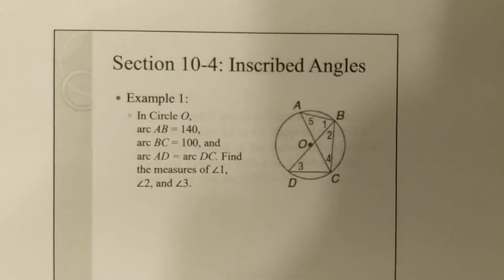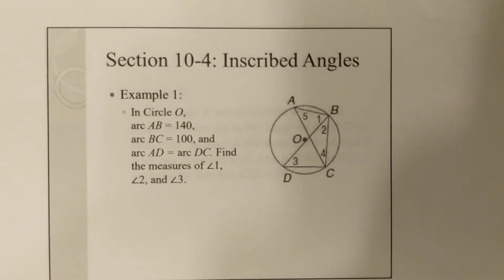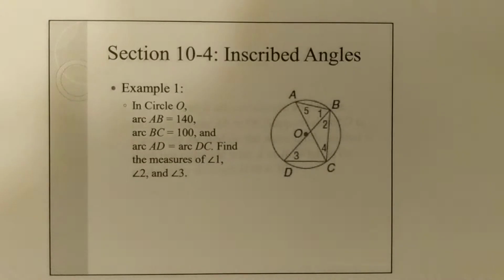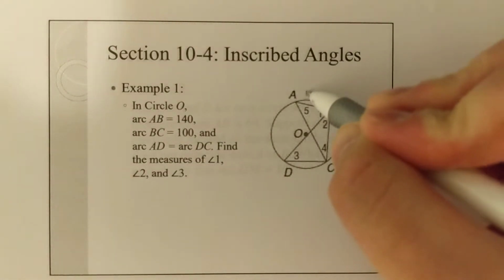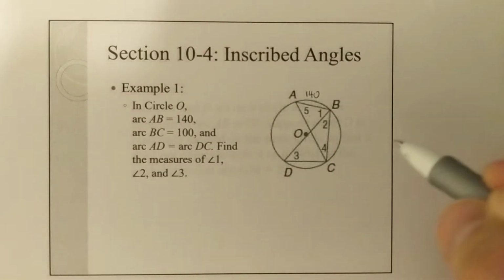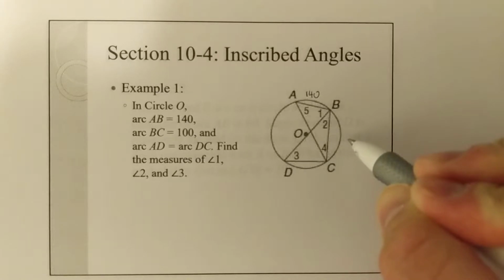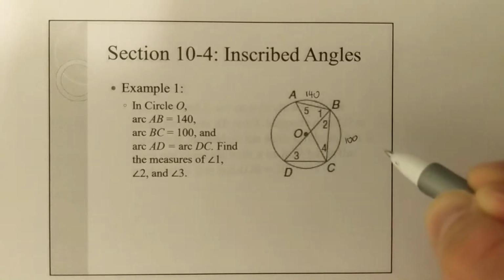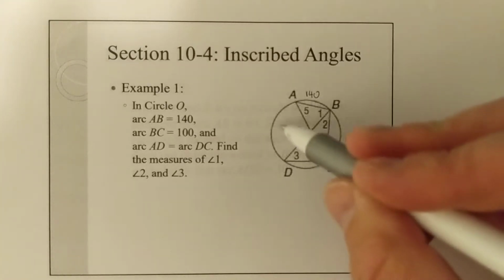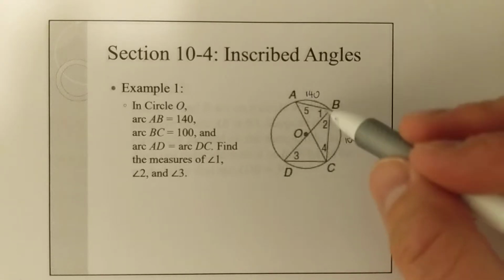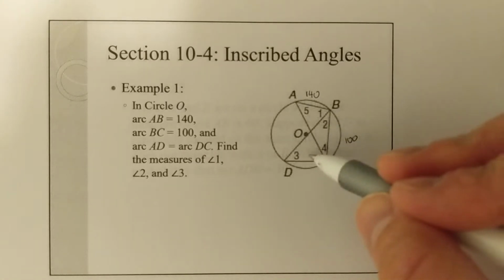Alright, so here we have example 1. Circle O, arc AB is 140. Arc BC is 100. And AD is equal to DC. Find the measures of 1, 2, and 3.